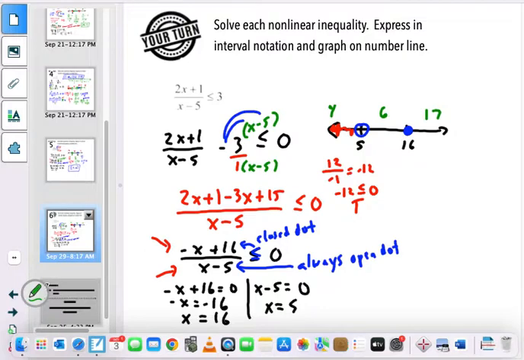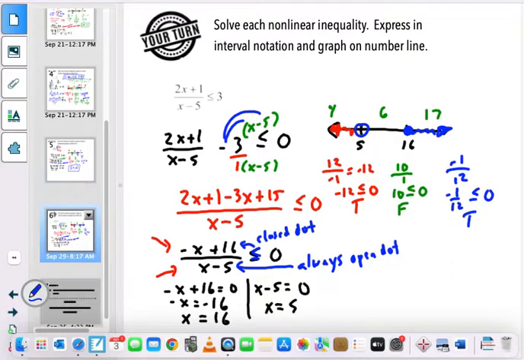All right, let's check the next section here, 6. -6 plus 16 there is 10. And then down here, 6 minus 5 here is 1. 10 divided by 1, there's 10. Is 10 less than or equal to 0? That's false, so we're not going to shade in that section. And then our last section here, 17. -17 plus 16 there is a -1. 17 minus 5 there is 12. So is -1 over 12 less than or equal to 0? Yes, that's true. So we're going to shade in that section.